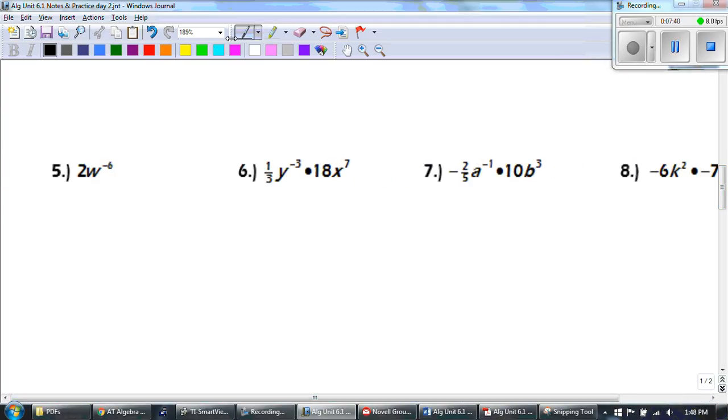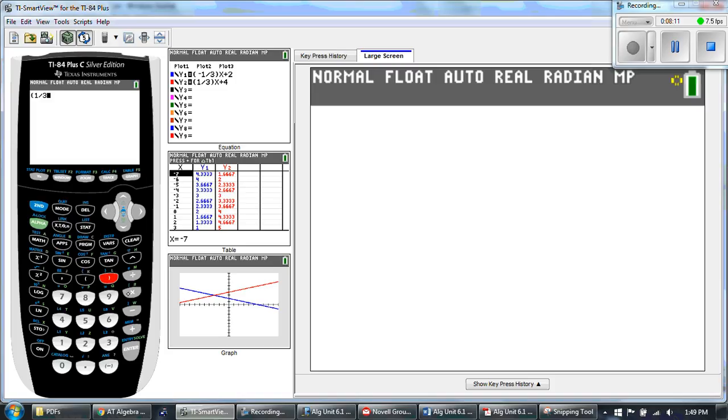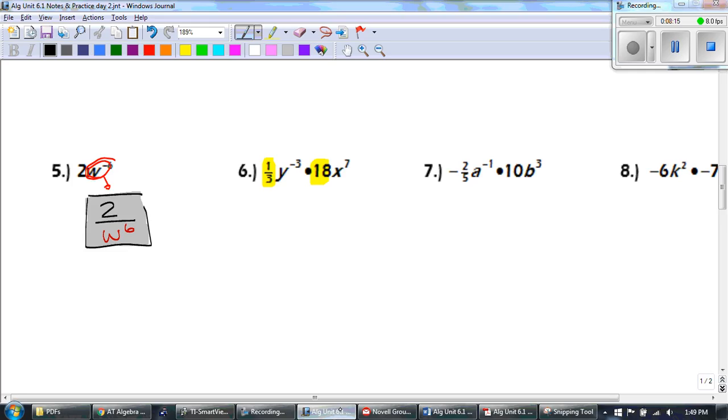All right, number 5. Now, my exponent's negative. I'm going to drop it like it's hot, but the 2 doesn't have a negative exponent. So the 2 stays on the top. Okay, so I have the 1/3 times 18, and we get 6. Now I have a negative exponent, so that's going to go down to the bottom. But then the x to the 7th just stays on the top. There's nothing to go with that. So we have 6x to the 7th over y cubed.